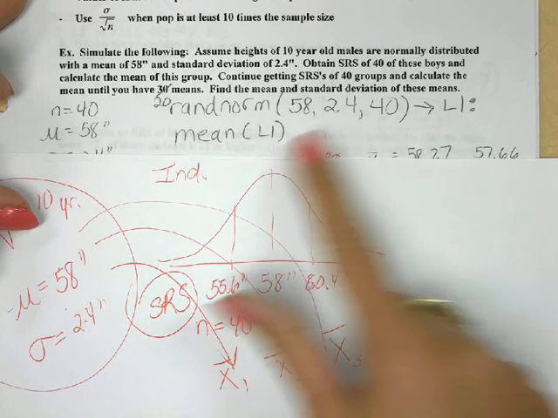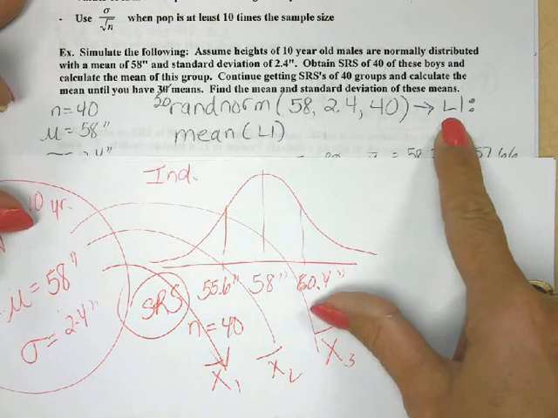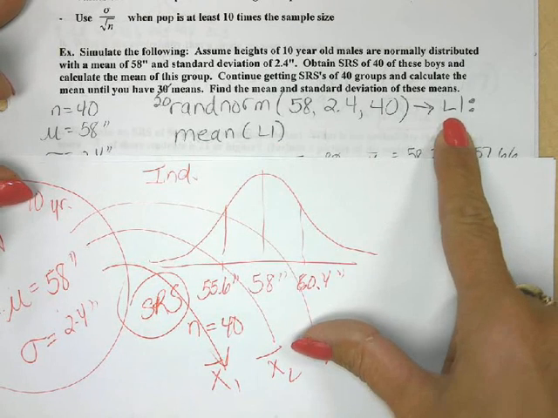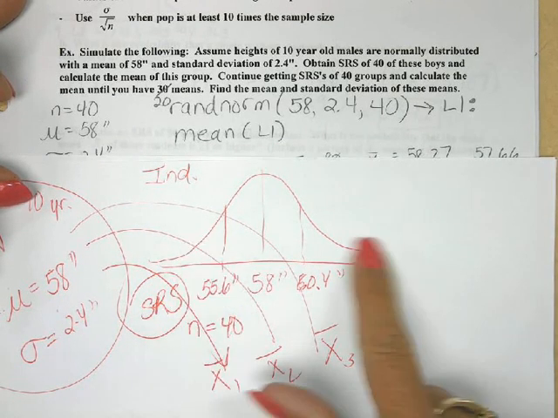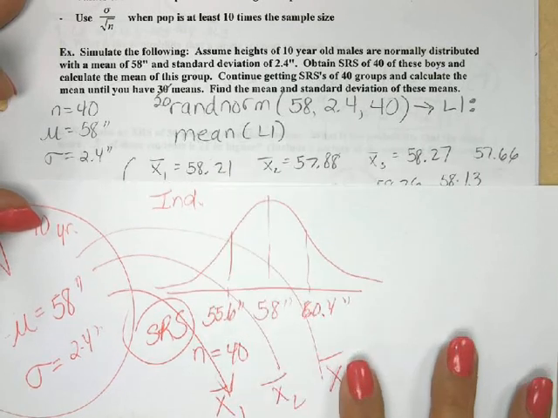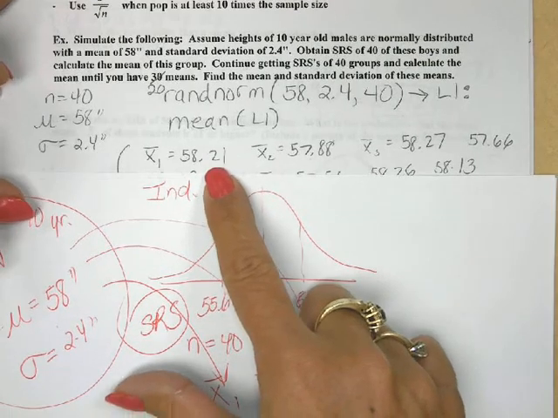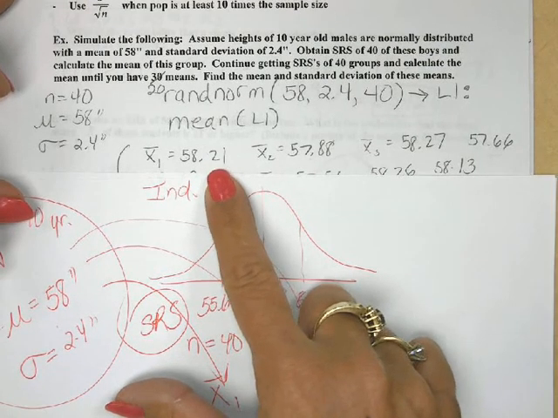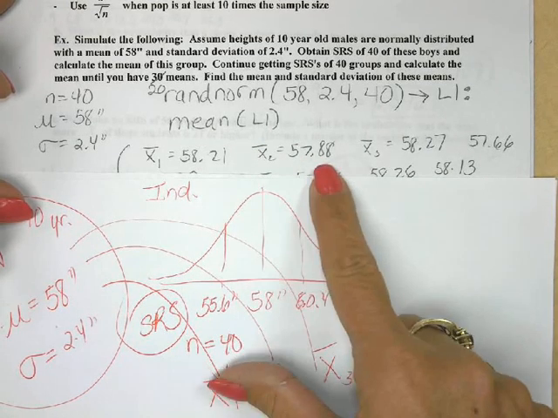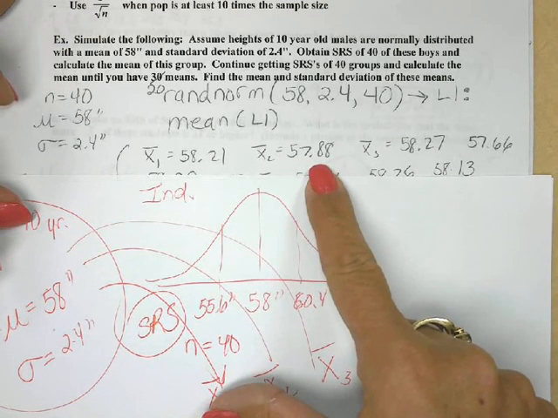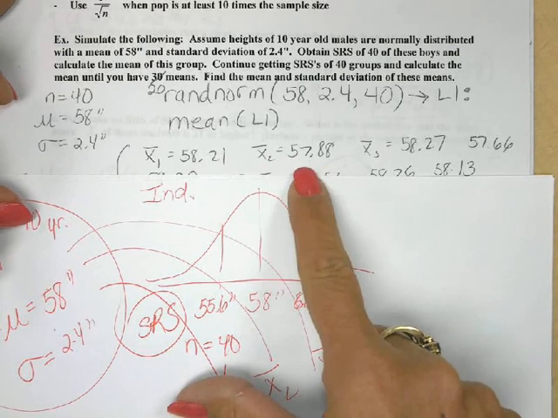And I could go through and look at my list 1 and see how variable they are, but again, they're going to come from this distribution. Now, I did that. My first time I got a mean of 58.2. I hit the button again. I got 57.88. Again, this number came from finding the mean of 40 numbers.